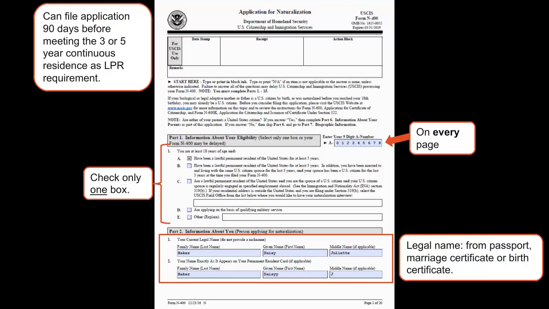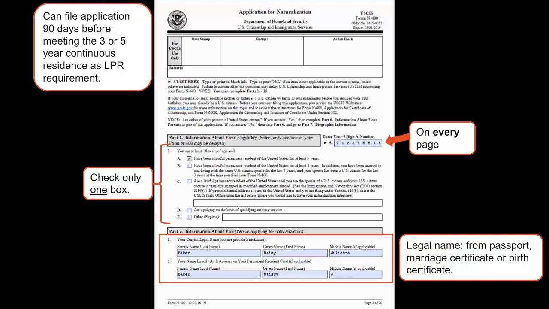Part 1 asks information about the applicant's eligibility. The majority of applicants you will assist will fall into either Box A, they had their green card for 5 years, or Box B, they had their green card for 3 years and have been married and living with a U.S. citizen spouse during that period, and that spouse has been a U.S. citizen for the last 3 years. Make sure that you only check one box.